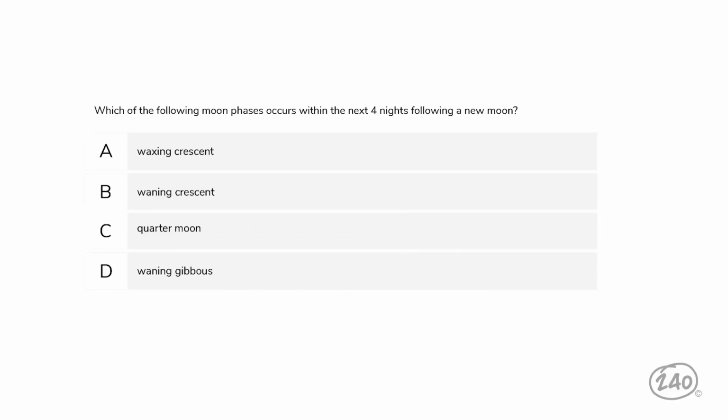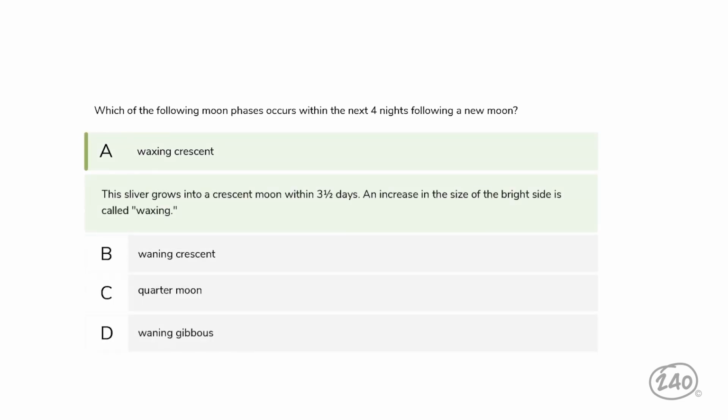Which of the following moon phases occurs within the next 4 nights following a new moon? A new moon occurs when the moon is on the same side of the Earth as the sun. After a new moon, a small sliver of the bright side of the moon is visible on Earth. This sliver grows into a crescent moon within 3.5 days. An increase in the size of the bright side is called waxing. So, this answer is best.